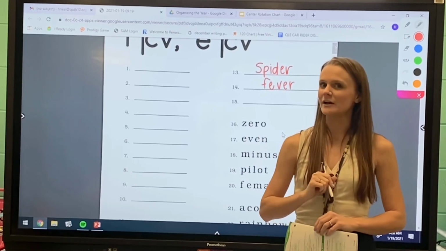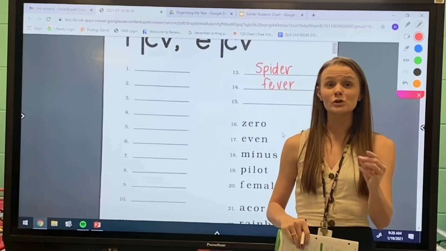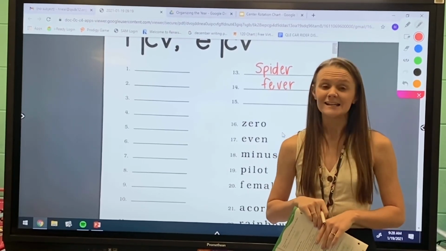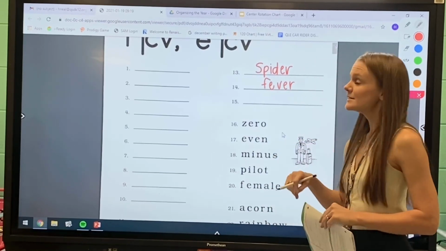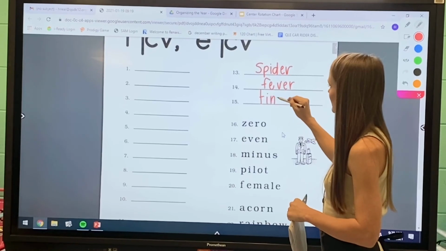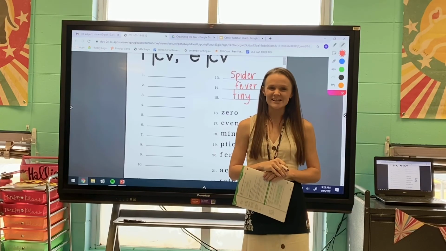Tiny. This word has the E sound at the end, and it's a two-part word. So I know that I'm going to be using letter Y to make that E sound. So let's spell T-I-N-E. Tiny. Excellent job, friends.